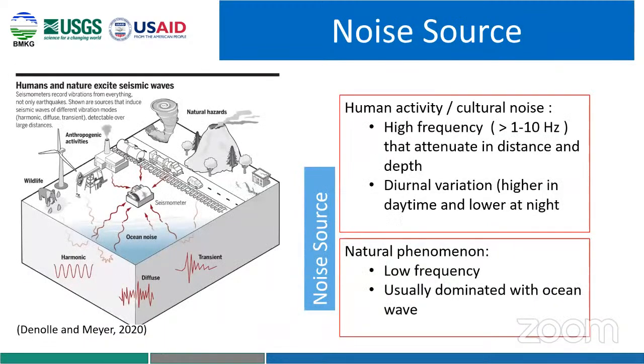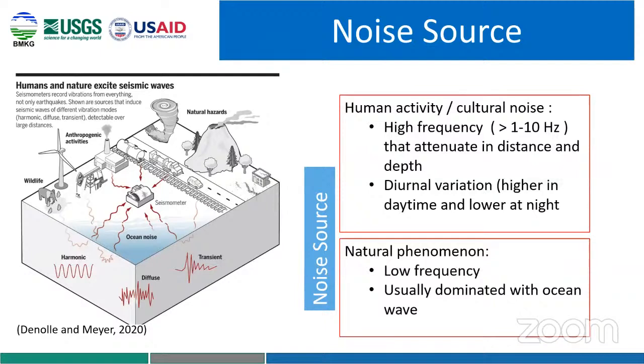So where does this noise come from? Actually, the noise recorded by a seismometer can be excited by everything, like human activity or natural phenomena. Human activity is like drilling, cars, or trains, whereas natural phenomena are like ocean waves, storms, and volcanic activity.